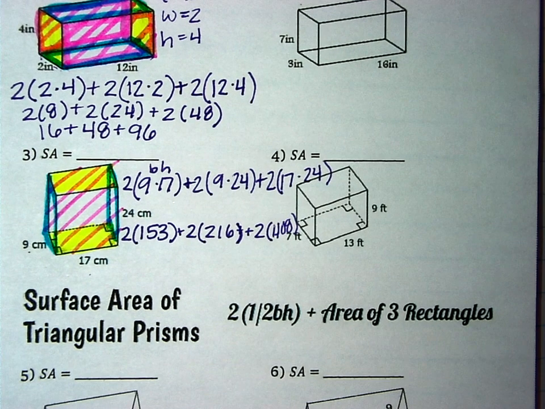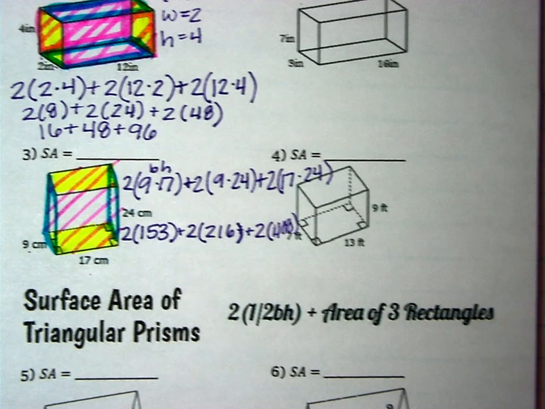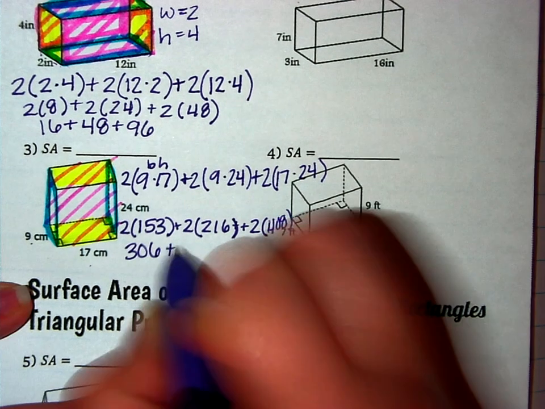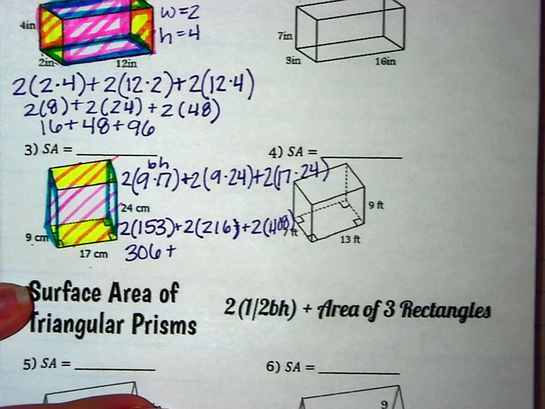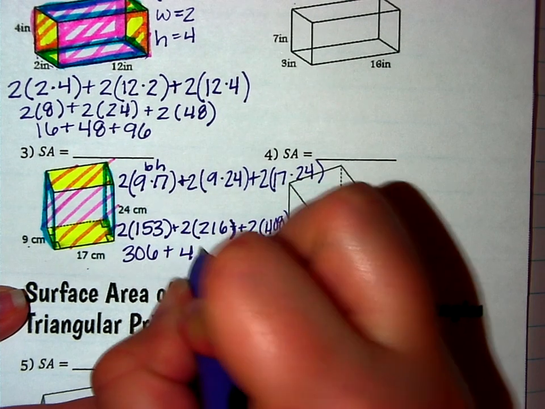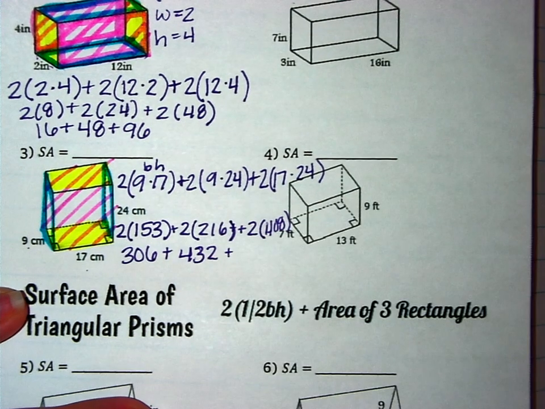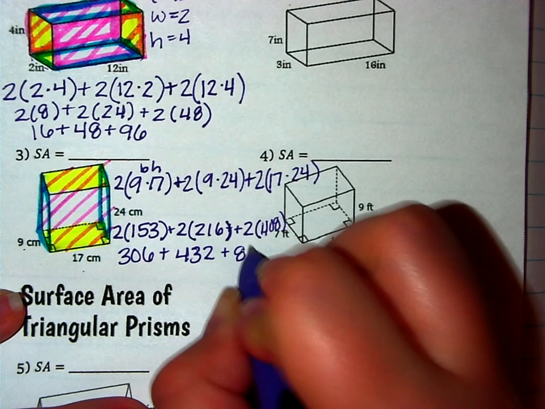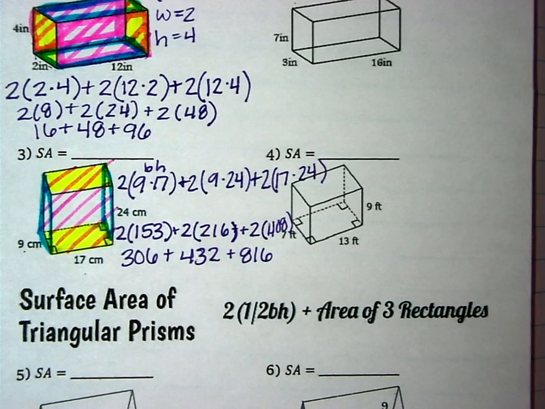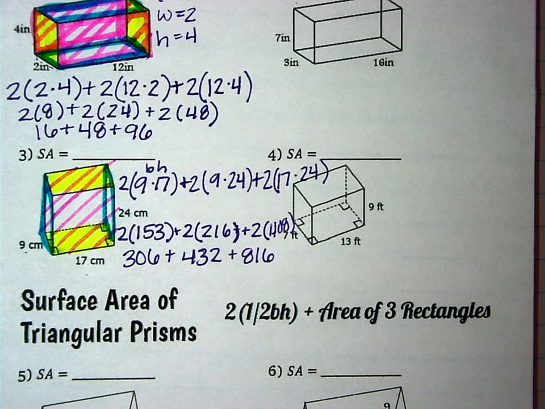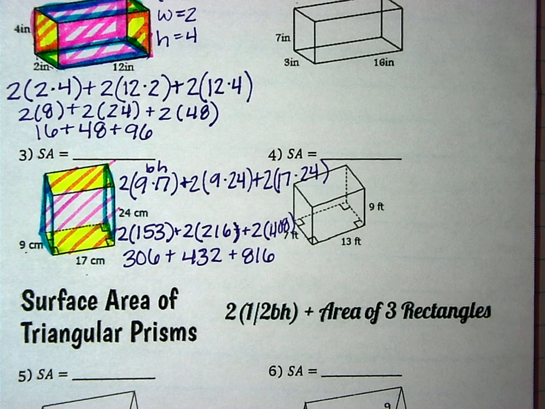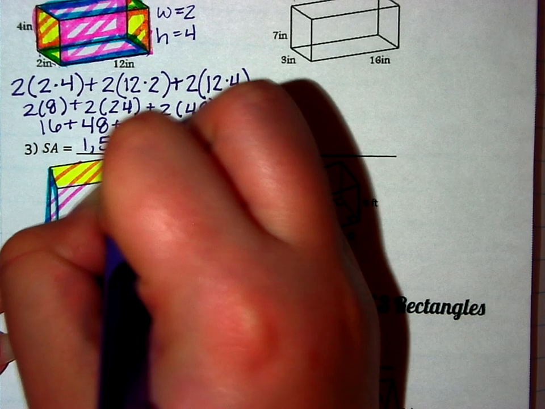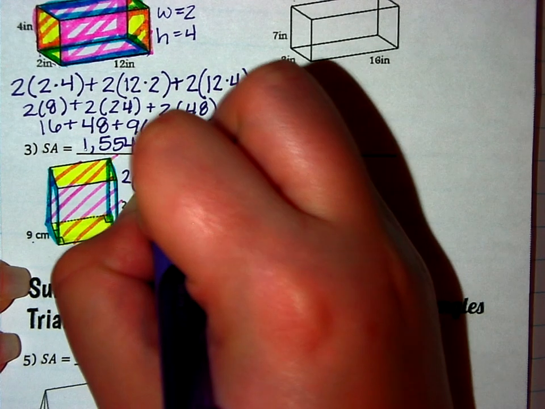And multiply all these by 2. So 153 times 2 is 306. Plus 216 times 2 is 432. Plus 408 times 2, 816. So we just need to add all these numbers together. I'm getting 1,554 centimeters squared.